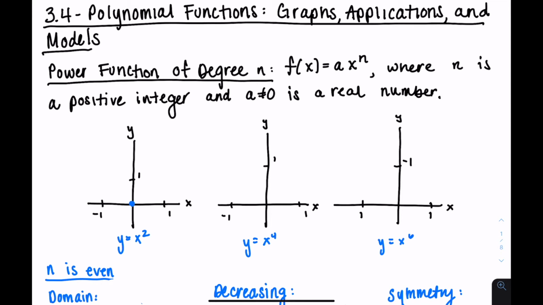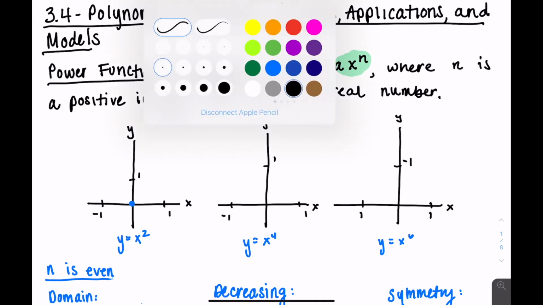because this is going to help us a lot when we start applying those transformations we learned from the first unit. So a power function of degree n is just a very specific polynomial of the form ax to the n. n is going to be a positive integer, and a is a non-zero real number. Could be positive, could be negative.